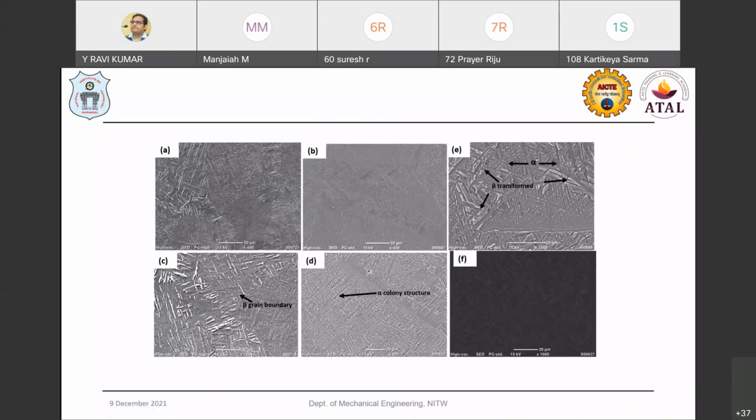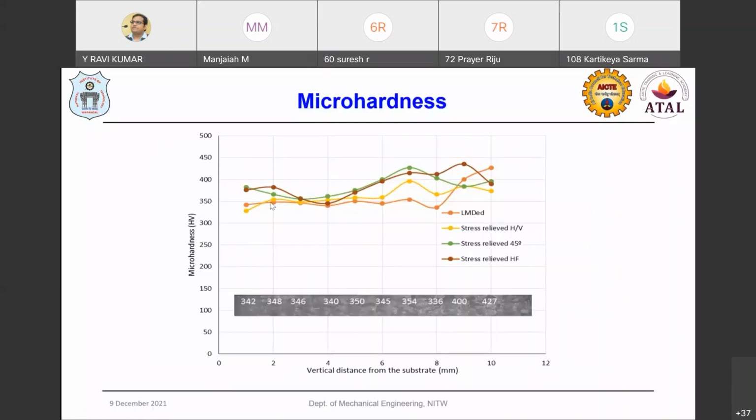These kinds of microstructures can be observed even in the titanium manufactured from the laser direct energy deposition process. The micro hardness was analyzed for the fabricated and stress relieved samples, at different inclinations of the laser deposition, that is 45-degree inclination, vertical deposition, or horizontal. With respect to all of that, the variation is very, very small, between 350 and 430. The variation in hardness was observed from the top surface down through the depth.